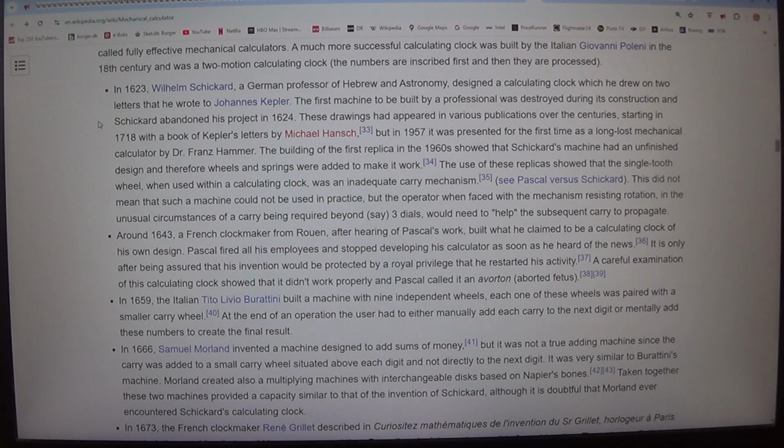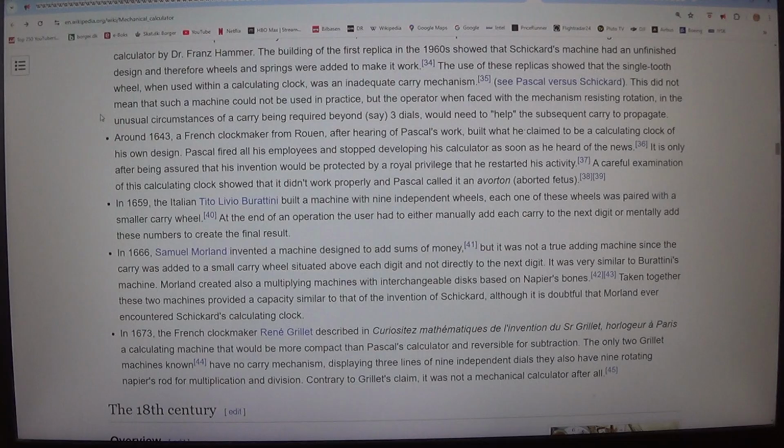These drawings had appeared in various publications over the centuries, starting in 1718 with a book of Kepler's letters by Michael Hanske, but in 1957 it was presented for the first time as a long-lost mechanical calculator by Dr. Franz Hammer. The building of the first replica in the 1960s showed that Schickard's machine had an unfinished design and therefore wheels and springs were added to make it work. The use of these replicas showed that the single-tooth wheel, when used within a calculating clock, was an inadequate carry mechanism. See Pascal versus Schickard.